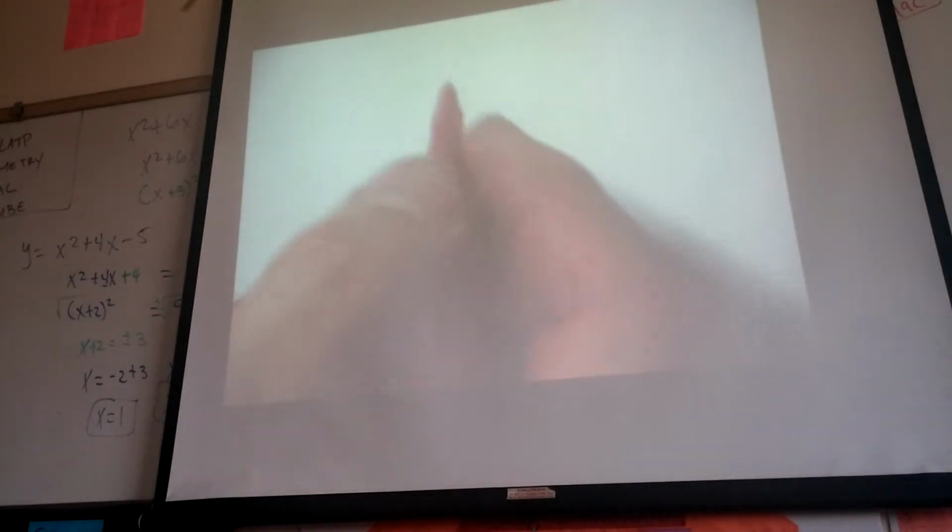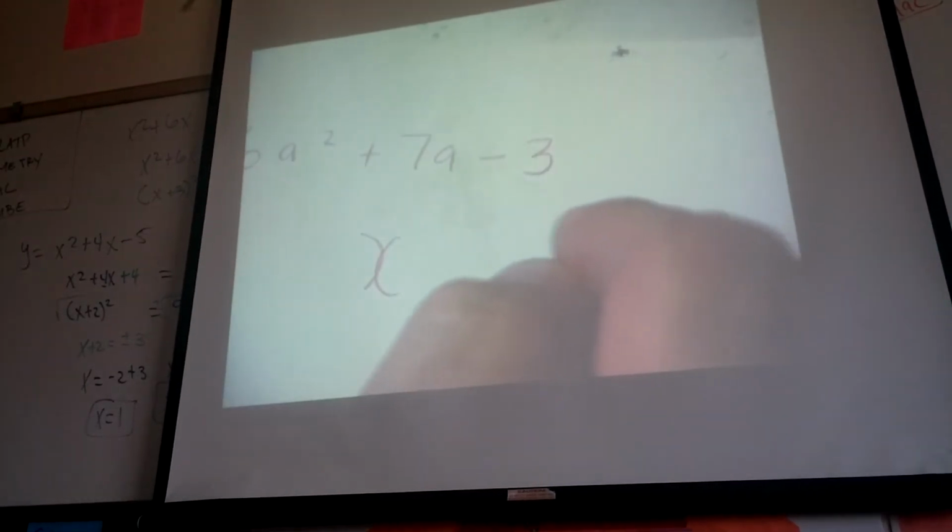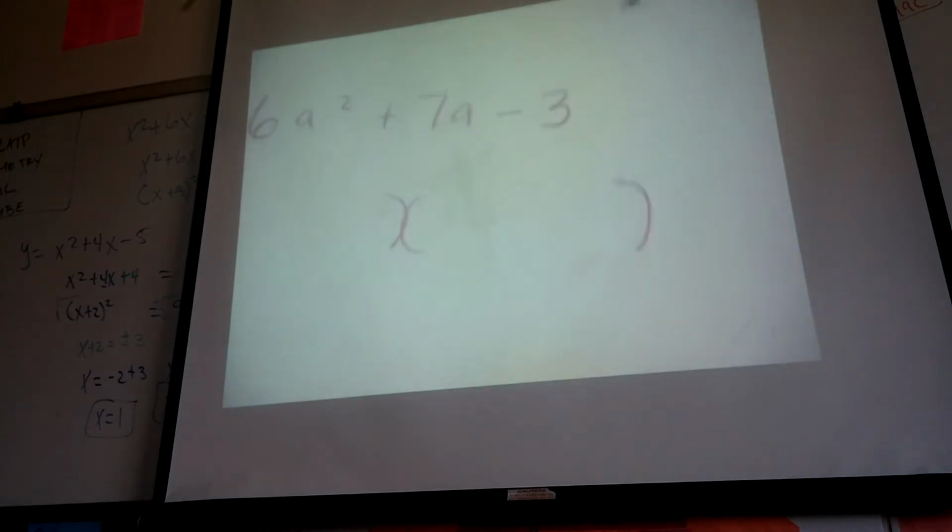The first one I want you to know is that 6a squared plus 7a minus 3. In this case, they're asking you for a factor. So this is a review of Algebra 1b, where you had to factor.